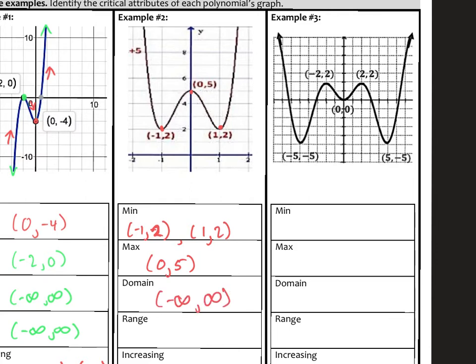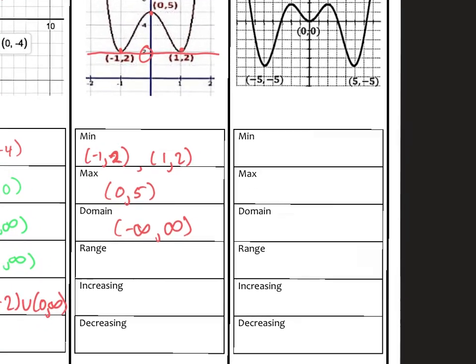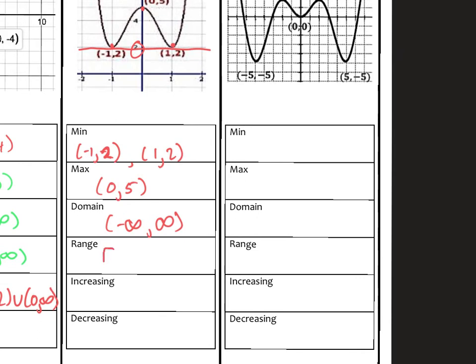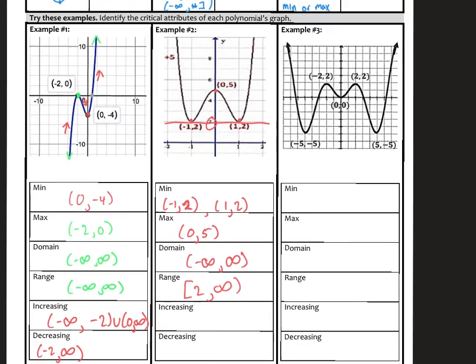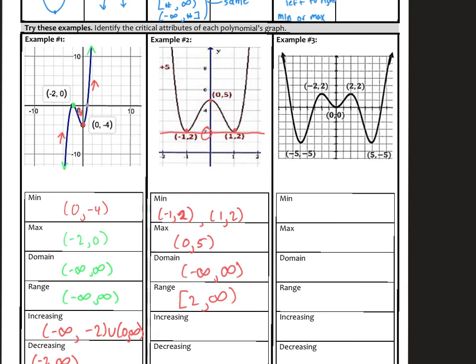Okay. The range. Well, the lowest this graph ever goes, the lowest y value, it's right here, right? 2. So that's where our graph's low point is. So I'm going to put that, since it's a number, it goes in the bracket because it is included. And then it never stops going up, it goes off to infinity. Okay. Increasing, decreasing. Let's see.